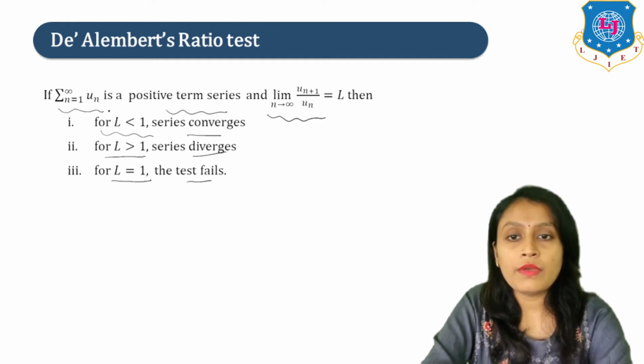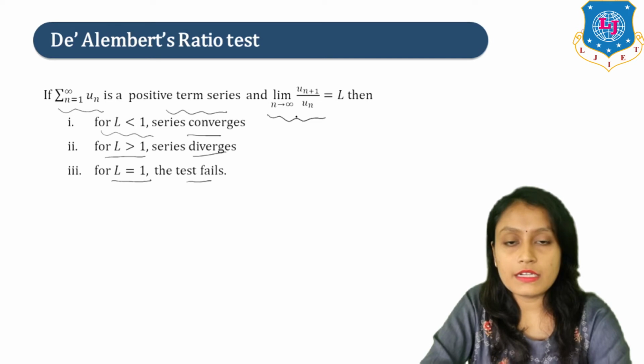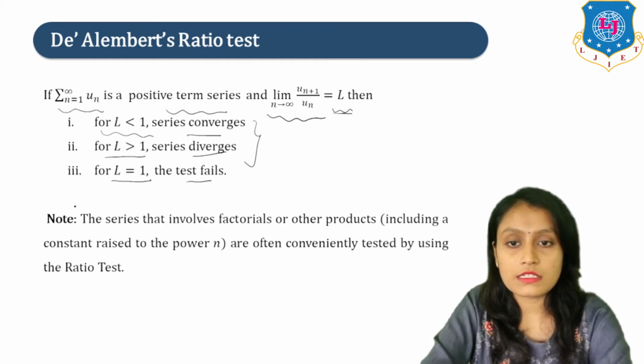Okay, so whenever we have a series Σun which is a positive term series, we will find this limit, n tends to infinity, un plus 1 upon un, and its answer is L. So the convergence, divergence and test failing depends on L. If L is less than 1 the series converges, for L greater than 1 the series diverges, and for L equals 1 the test fails, meaning we have to apply some other test.